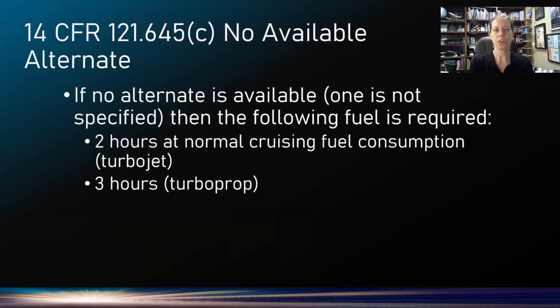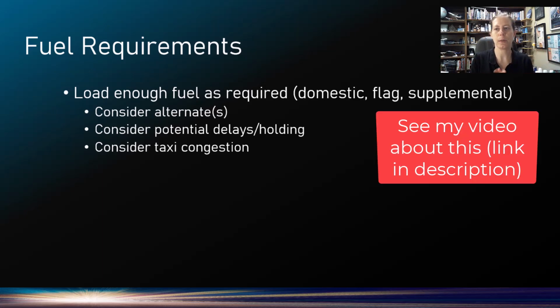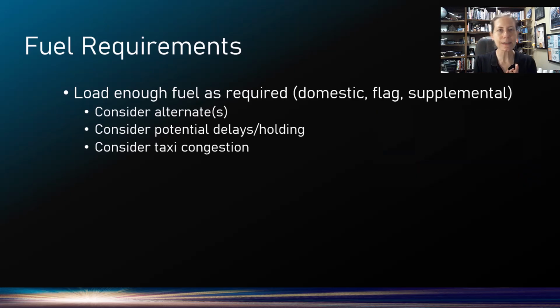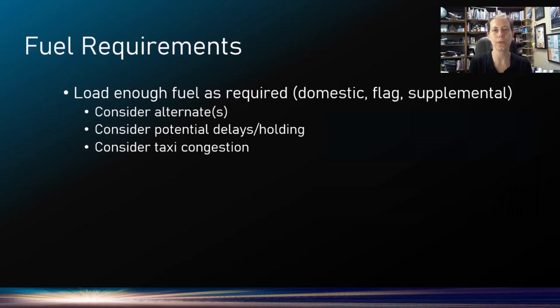Okay, so once I've figured out if I need an alternate or not, I'm going to make sure I'm loading enough fuel. Again, there's another video I've got out there about domestic, flag, supplemental. Okay, we're going to think about our alternates. We're going to think about any delays, potential holding, potential ATC actions that might delay the flight. And also we have to think about taxi congestion. We have to think about our routing. We have to think about altitude, headwinds, tailwinds, all that stuff. But we're loading enough fuel on board the flight to do everything.